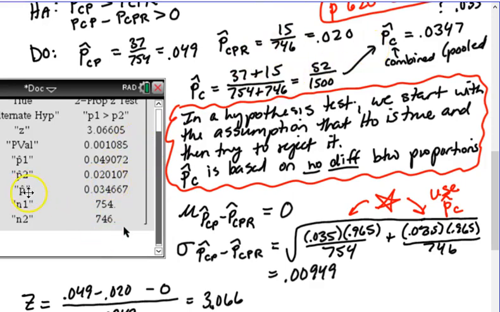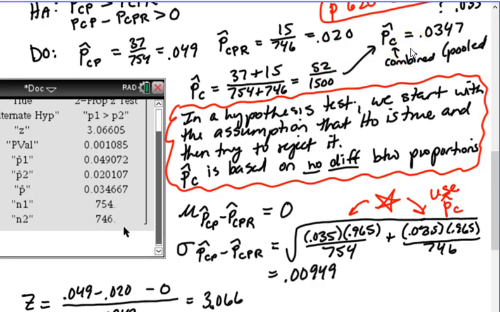Now we have this other p-hat, and this is called p-hat combined or p-hat pooled, and we're going to talk about where that comes from. That is the combined success rate over the combined sample size. We basically throw these two groups together into one big happy sample, and we have a proportion associated with that. Now, why do we do that?